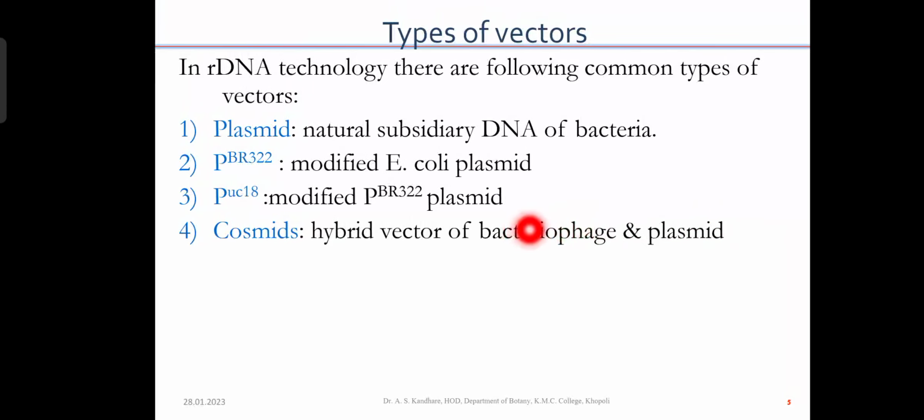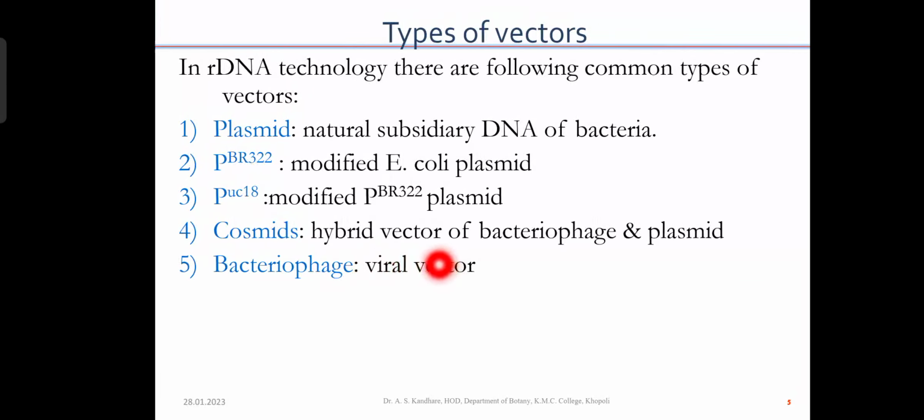So here you can see that we are making the hybrid vectors. So some part coming from virus and some part coming from plasmid, that is bacteria. तो इसका कॉम्बिनेशन बना करके we have developed this cosmids. तो ये भी एक वेक्टर होता है.